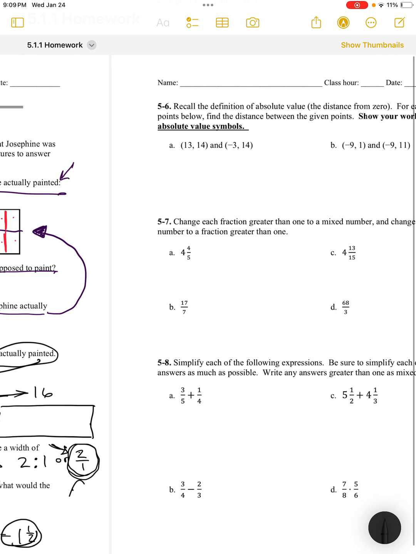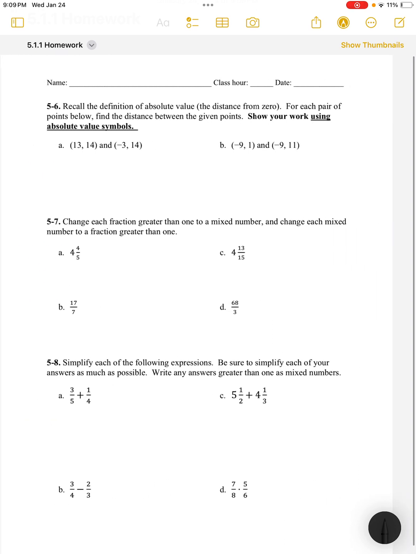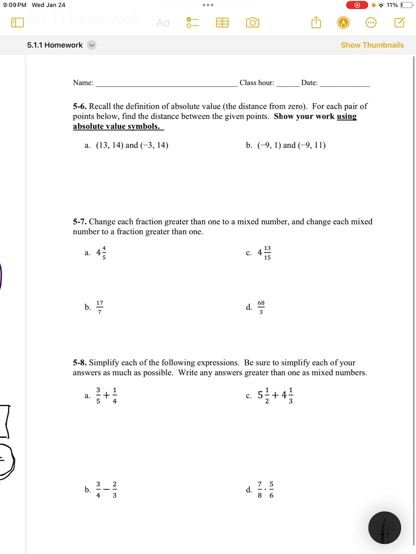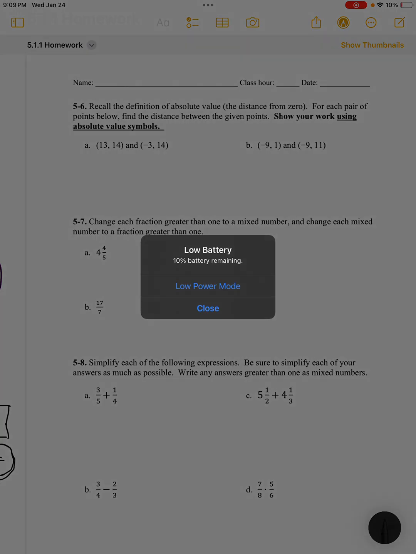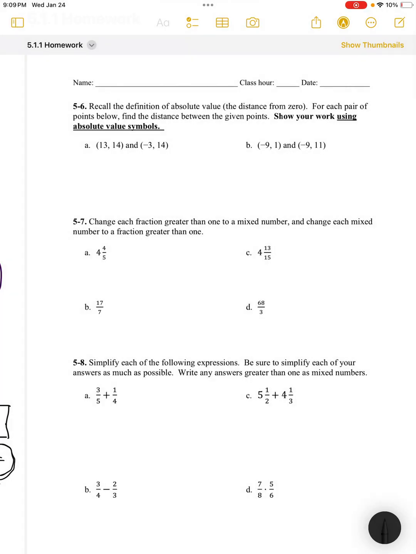Okay, moving on to the other side. Problem number 6, we're going to recall the definition of absolute value. That is the distance away from 0. So for each pair of points below, find the distance between the given points. Show your work using absolute value symbols. I'm going to be given 2 coordinate points, which is what you can see in A and B.